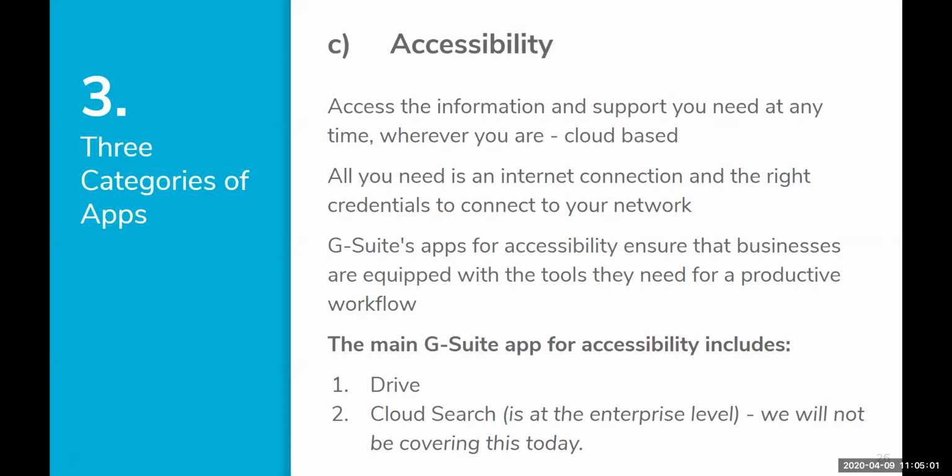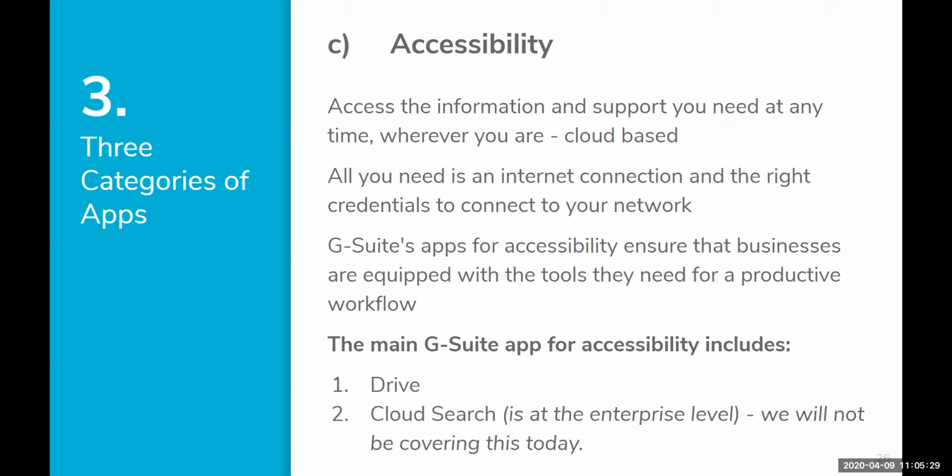Now, finally, we're going to go over the last of the 3 main categories of all the apps on Google Suite. So accessibility. Accessibility means that you can access the information and support you need at any time, wherever you are, because Google Suite is cloud-based. All you need is an internet connection and the right credentials to connect you to your network. And G Suite's apps for accessibility ensure that businesses are equipped with tools they need for a productive workflow.